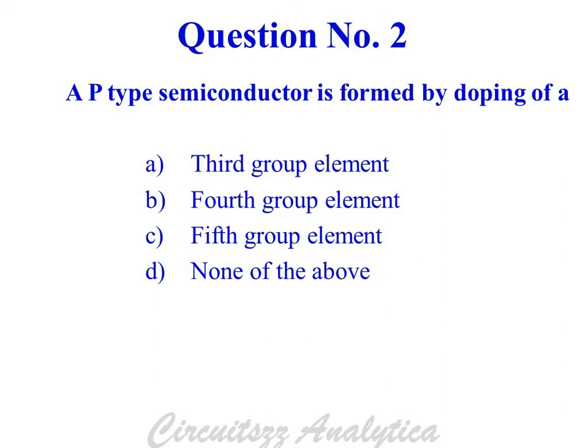A p-type semiconductor is formed by doping of a third group element. By doping a third group element, we will get a p-type semiconductor, and if a fifth group element or pentavalent element is added as the impurity, that results in the formation of an n-type semiconductor.